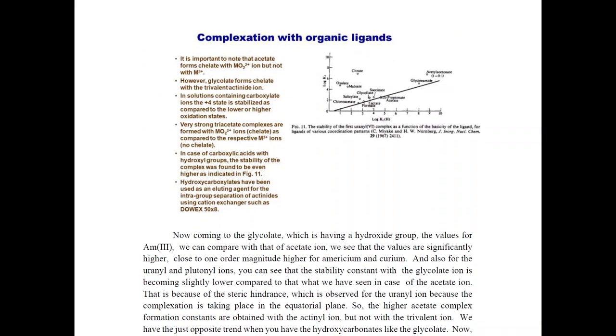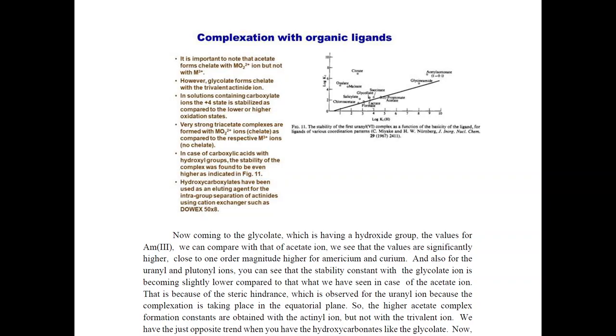Now, talking about complexation with organic ligands, it is important to note that acetate forms a chelate with the MO2 2+ ion but not with M3+. However, glycolate forms a chelate with the trivalent actinide ion in solution containing carboxylate ions. The plus 4 state is stabilized as compared to the lower or higher oxidation states. Very strong triacetate chelate complexes are formed with MO2 2+ ions, as compared to the respective M3+ ions, where there is no chelate.